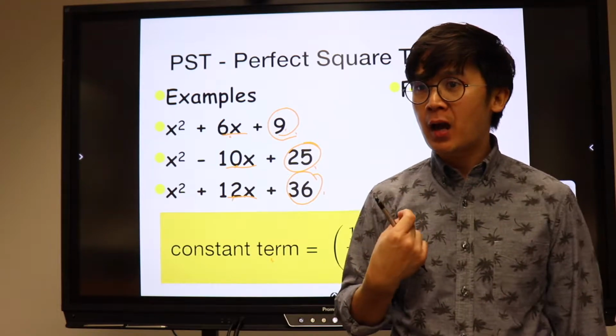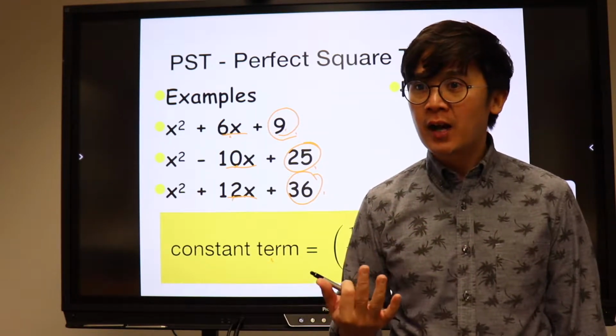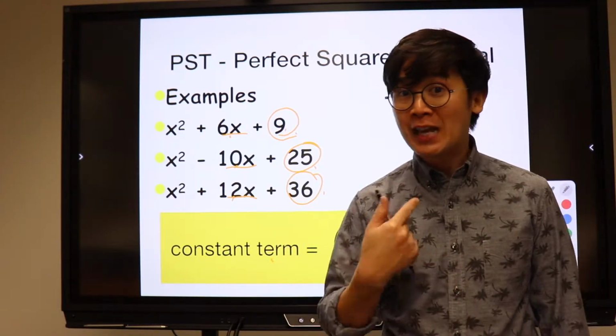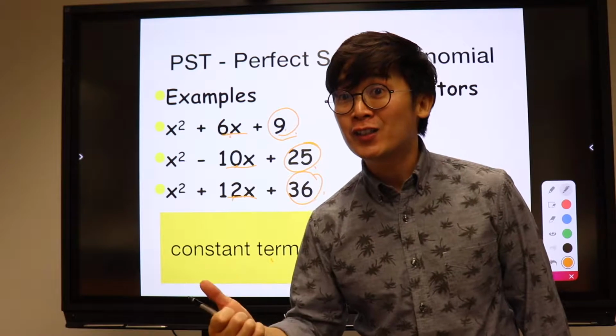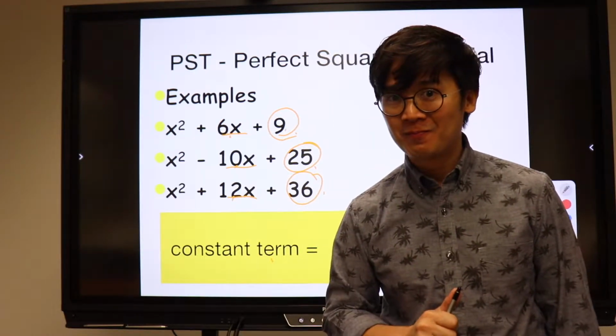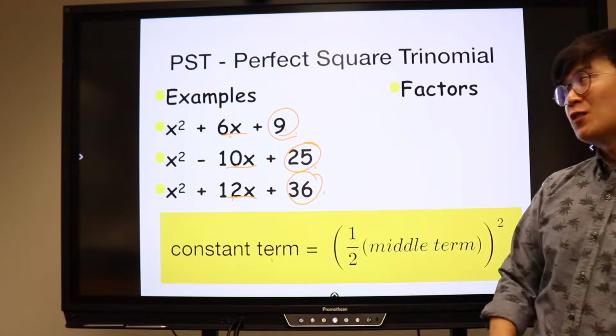Are you understanding my language? I'm talking in English still, right? I'm not talking in Chinese. No. No, but do you understand me? Yeah. That the constant term is equal to half of the square of the middle term. I don't understand. Maybe you can talk in Chinese so you can understand it better.